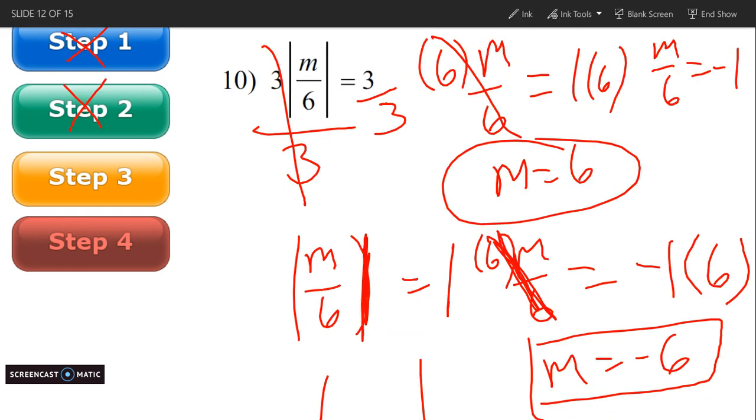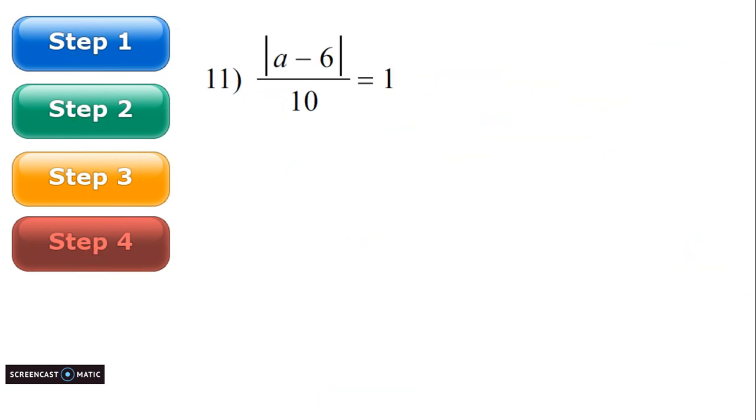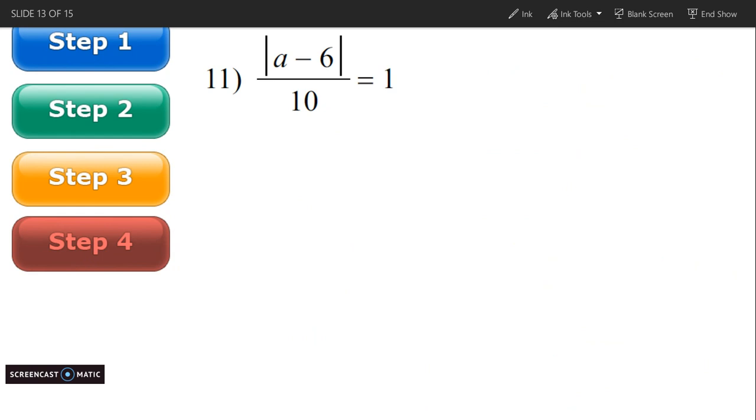Here we are. Step 3 was to set up the two equations. Step 4, we solved both of those equations. Number 11 here, we get one more after this one, at least for this video. We've got to undo that division.